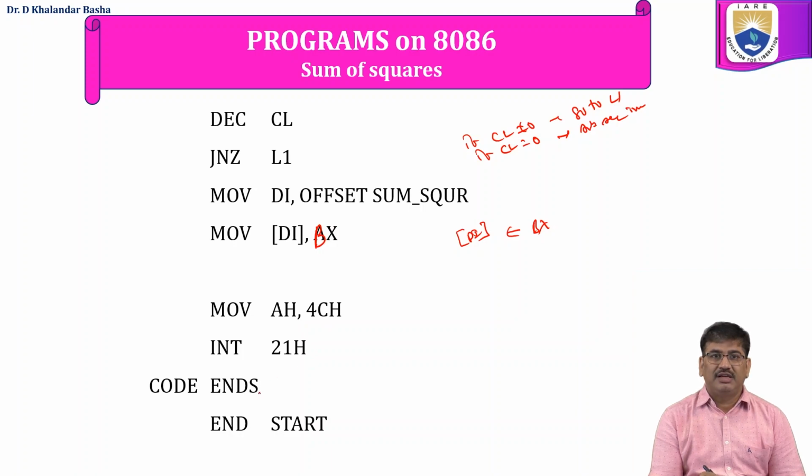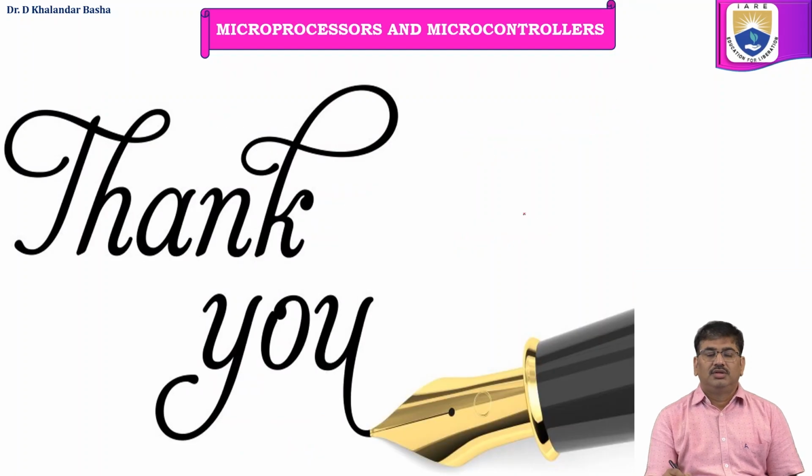Then we will end the segment by using the ENDS directive. As it is corresponding to the code segment, we will write code ENDS. Then we will end the program by using the END directive, and at the start of the program we have the label, so it is END start. So thank you all.